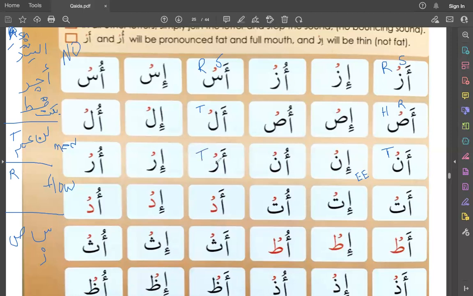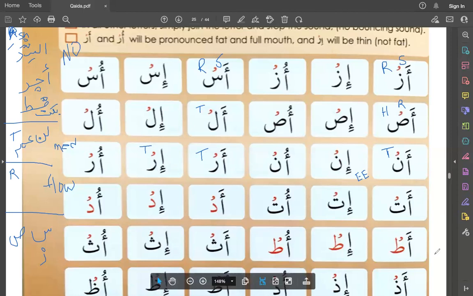And ra will be heavy here because before ra with sukoon you find fatha. So when there is fatha or dhamma before ra with sukoon, you will make ra heavy, and heavy ra sounds like this. And you're lifting the root of your tongue towards your palate to make ra heavy. Here ra is light, and it is getting tawassut definitely. And here ra is heavy because ra with sukoon has dhamma before it.